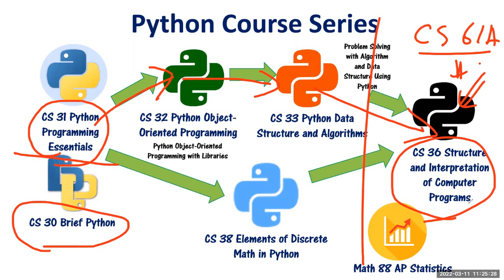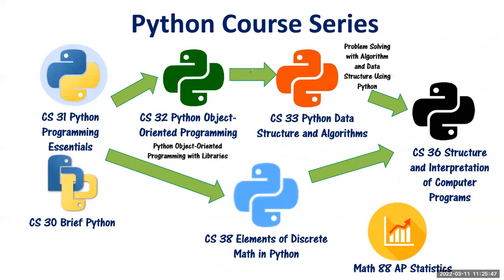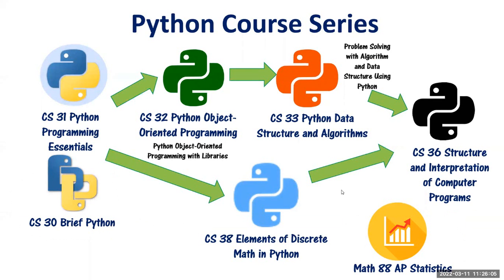And if you want to do competitive programming, then we can offer you CS 30A discrete math, and we will use the Python language to teach you discrete math. So this one is also a very important course. And if you take the other route, you take CS 30, and we will connect you to AP CompSci. I will connect you to AP Stats. That's another course, and that would be for data science and machine learning and AI.